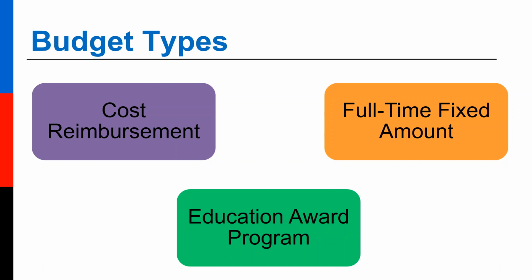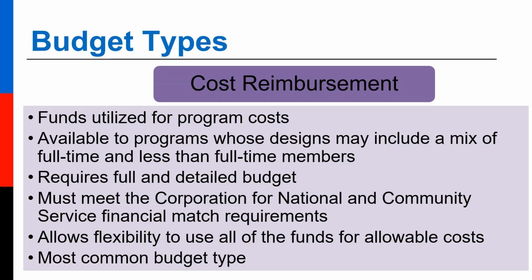So there are three main budget types available through AmeriCorps, and those are cost reimbursement, full-time fixed amount, and education award program. The first budget type and most common is cost reimbursement. Through a cost reimbursement budget, the funds are utilized to pay for program costs such as member support, operational costs, and administrative costs. This budget type is available to programs whose design may include a mix of full-time and less than full-time members. A cost reimbursement budget requires a full and detailed budget that outlines CNCS and grantee funds. Through the grantee funds, programs must meet the CNCS requirements for providing financial match, which we will discuss later.